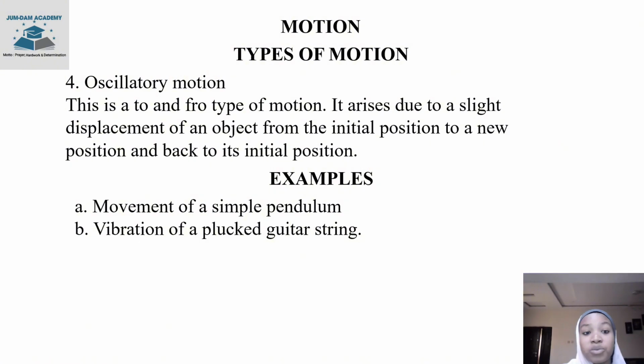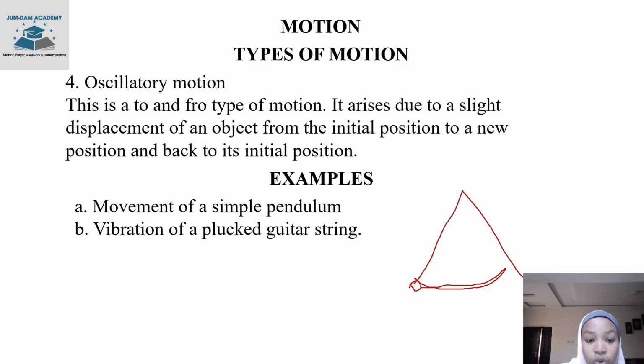Then we have oscillatory motion, which is a to and fro type of motion, and it arises due to slight displacement of an object from the initial position to a new position and back to its initial position. I will explain. We have the movement of a simple pendulum as an example. So this is our pendulum over here, right? When this is its initial position, its starting point, it moves like this and then comes back like this. That is oscillatory motion. It is oscillating.